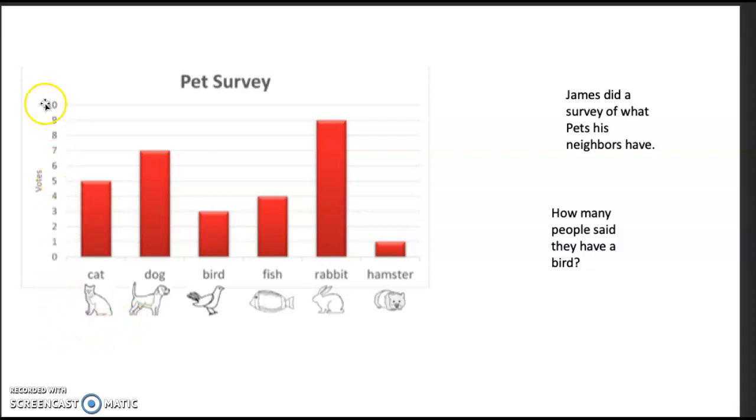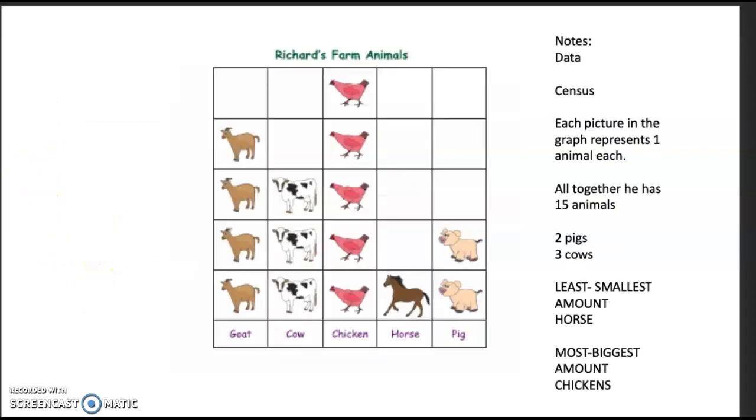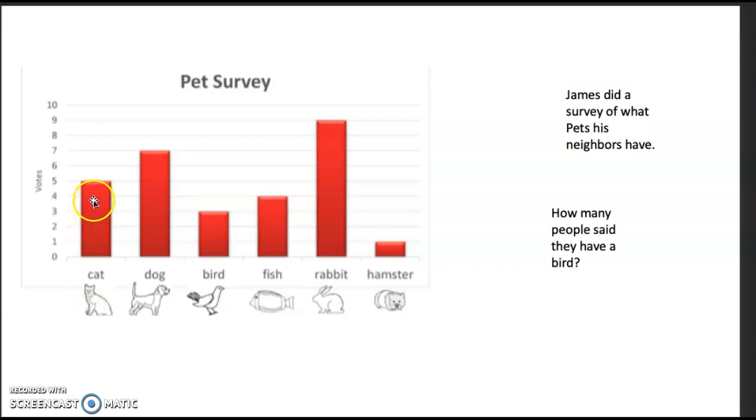Over here, the vertical line, this is a vertical line, up and down. We can see a small word over here that says votes. So instead of being a picture as in our pictograph before, where one picture represents one animal, right? Well, in this case, it's not one bar represents one cat or one bar represents one dog. The votes of what people have are over here. So 0, 1, 2, 3, 4, 5, 6, 7, 8, 9, 10 votes are measured over here.